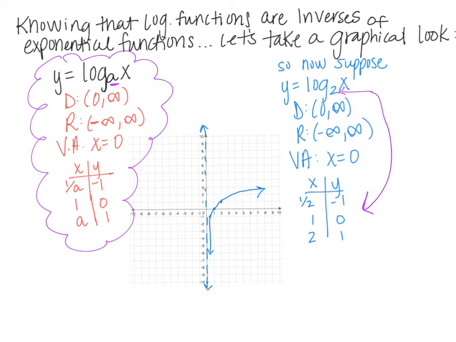2, comma, 1. So I graph those 3 points, remembering that as I approach an asymptote, I'm going to approach infinity or negative infinity. So in this case, as we approach our vertical asymptote, we're going to approach negative infinity. And then off to the right, it's going to go to positive infinity. So that's what the most basic parent function of a log will look like.